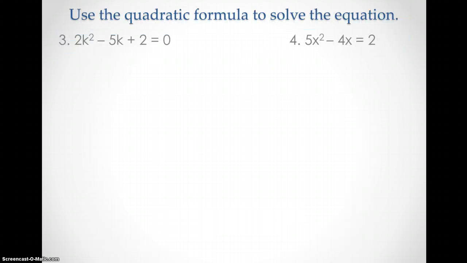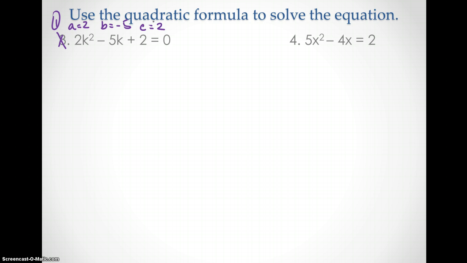So let's get this started. Use the quadratic formula to solve the equation. So we have 2k squared minus 5k plus 2 equals 0. The number started off with number 3, but that's obviously wrong because this is our first example. First thing that we're going to do when we're using the quadratic formula is to label. So a for this one is 2, the b is negative 5, and the c is equal to 2.